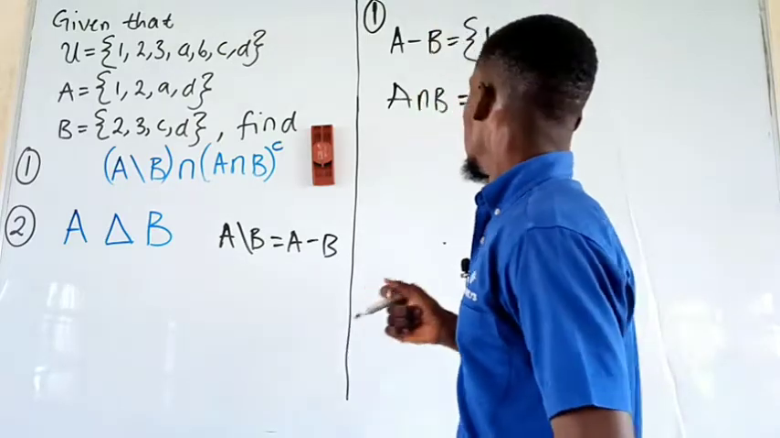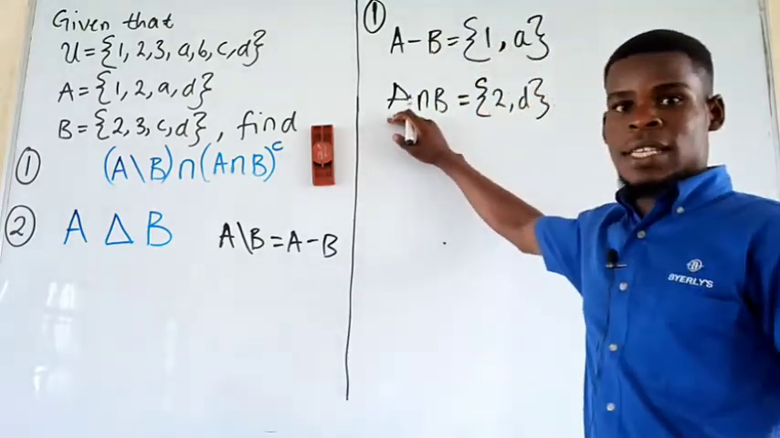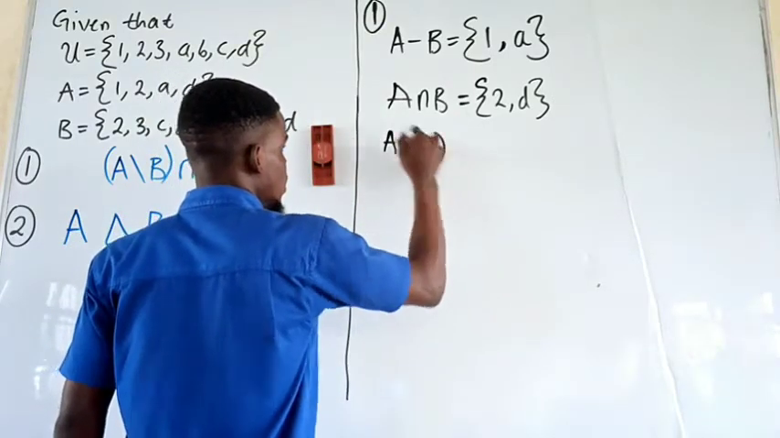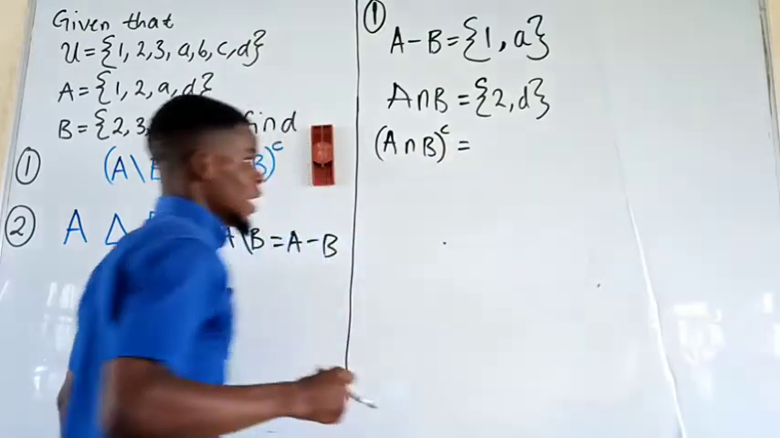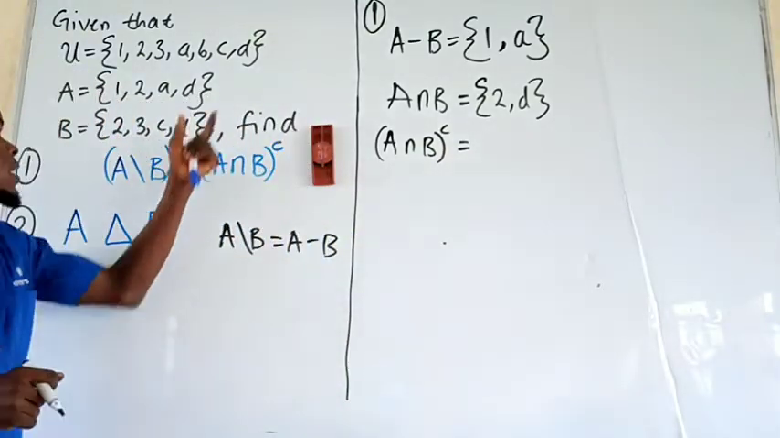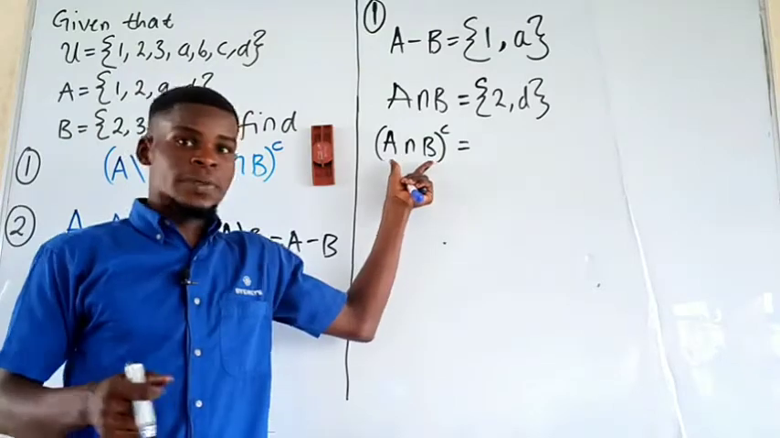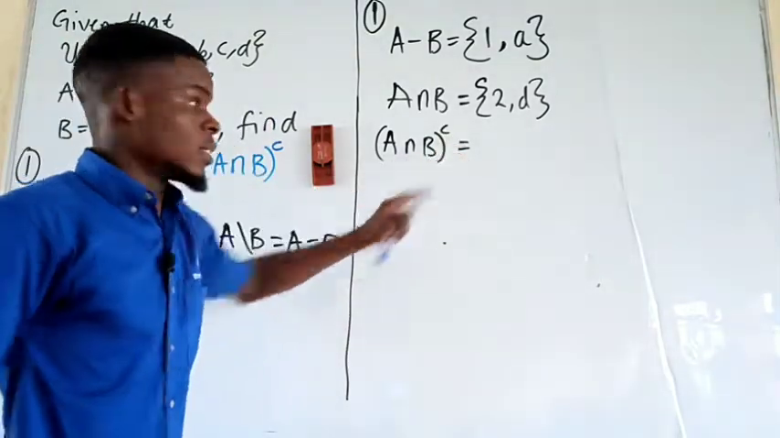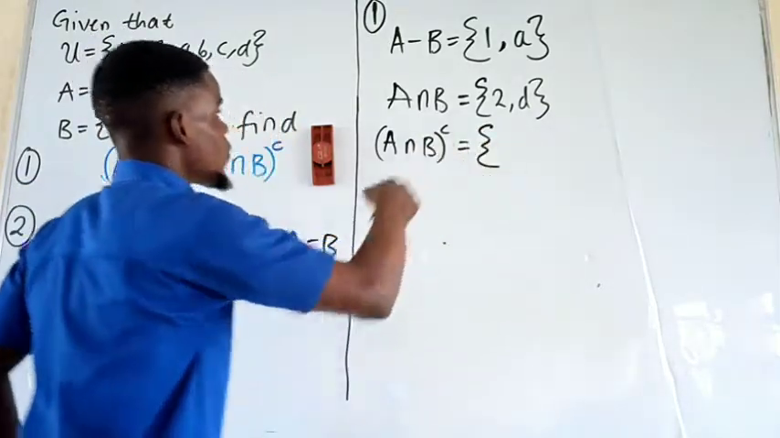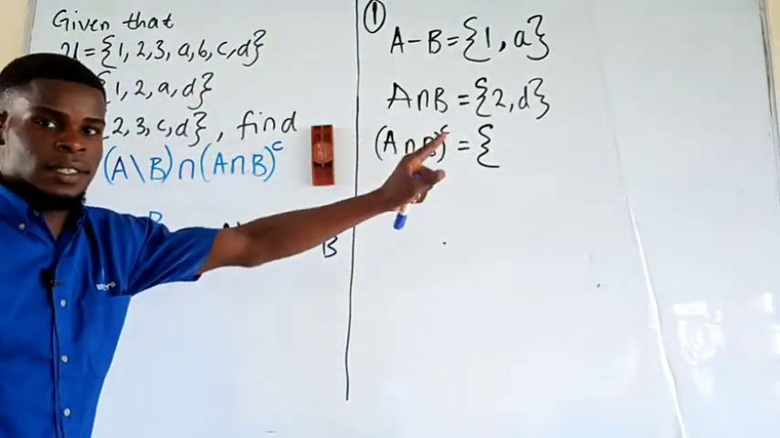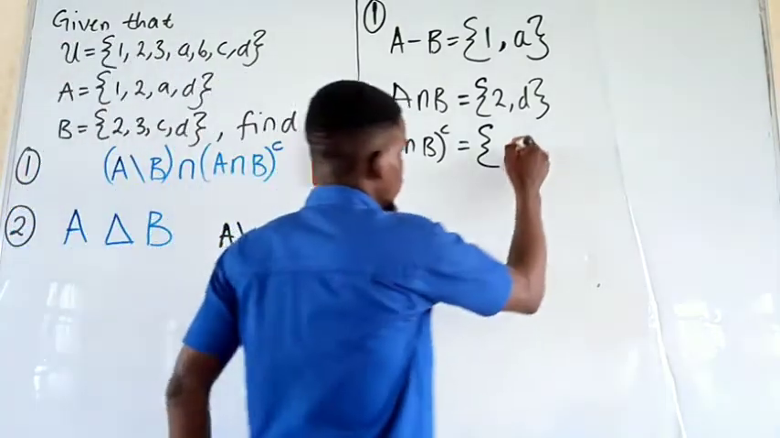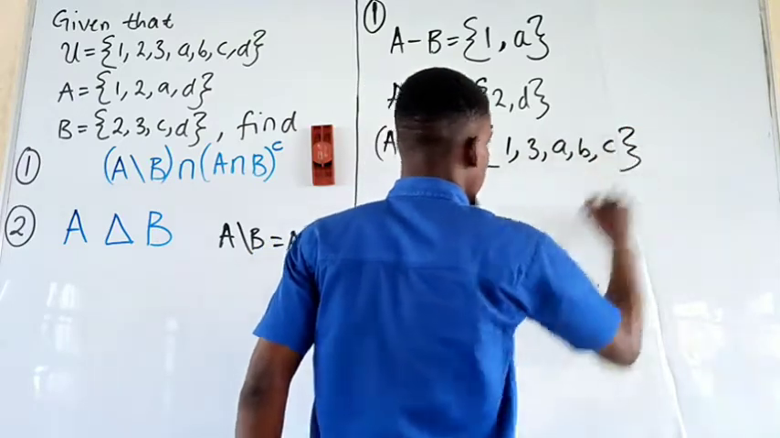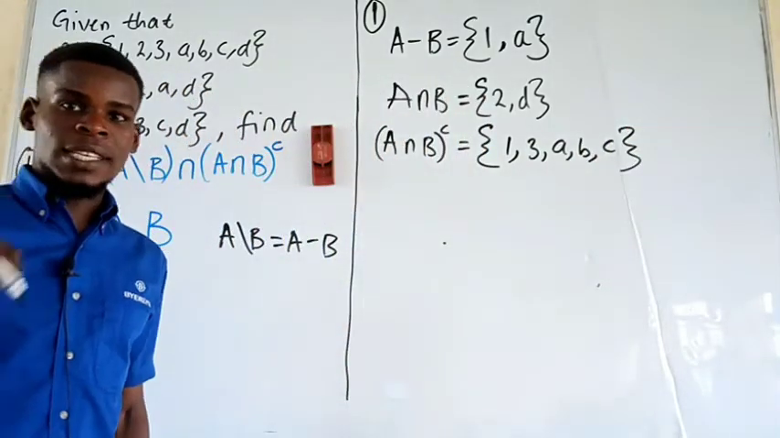Great. Now, the complement of this: the complement of A intersection B will be elements that are in the universal set but are not in the set A intersection B, because we have complemented that. So this will now be a collection of every other element except 2 and d. So that will be 1, 3, a, b, c. So we have not taken 2, or d.